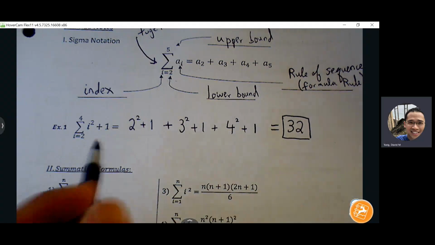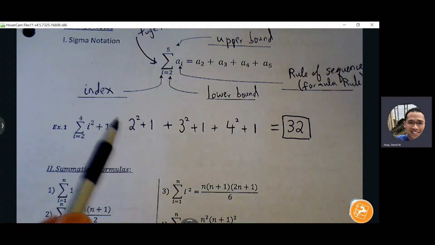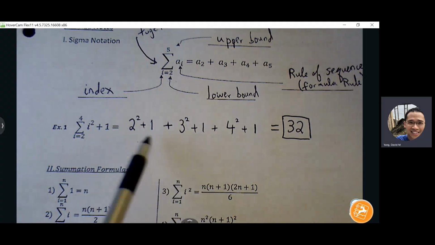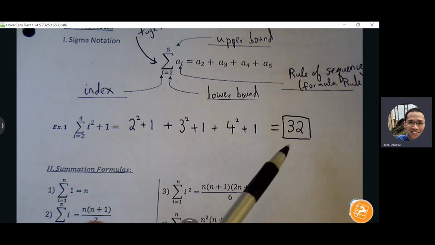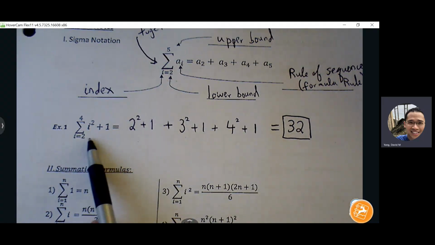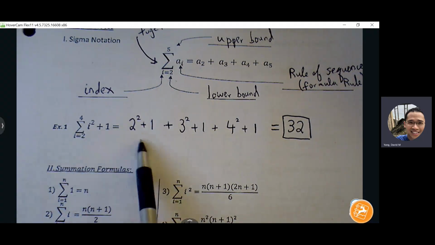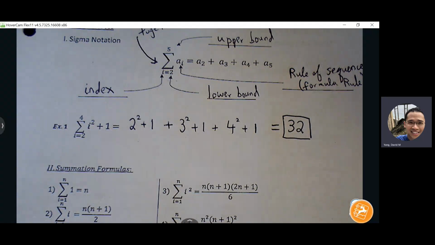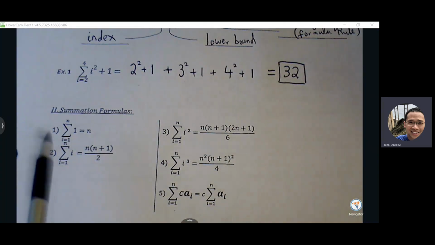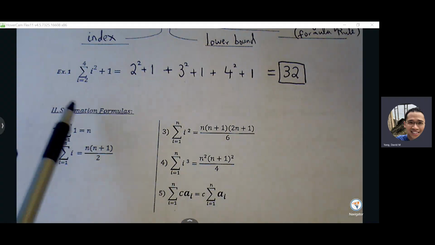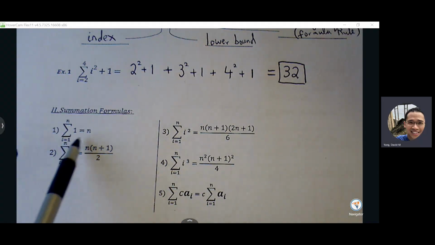Okay, now if there's only a few terms, it's not so bad, right? You just insert it one by one and add it together. But imagine if we're adding 100 terms or 200 terms. You know, we want a more efficient way of adding terms together. So we have these summation formulas that will allow us to have a little bit of a shortcut in certain situations.